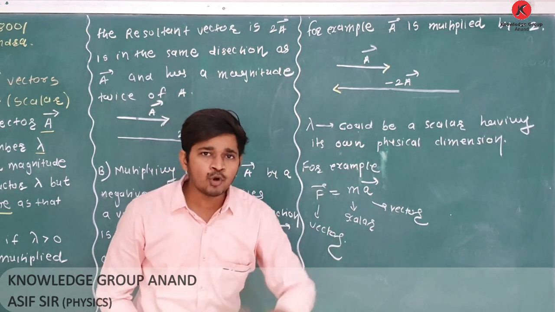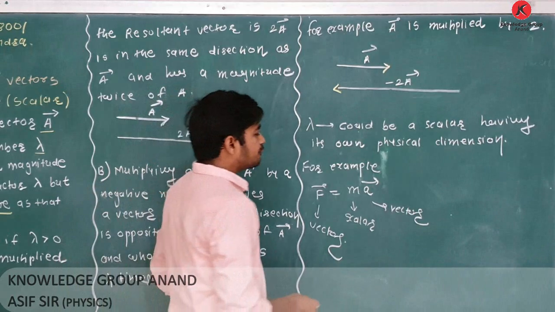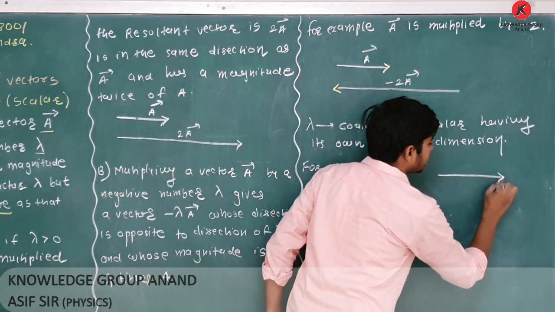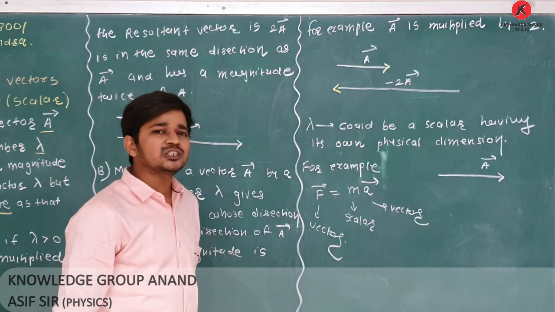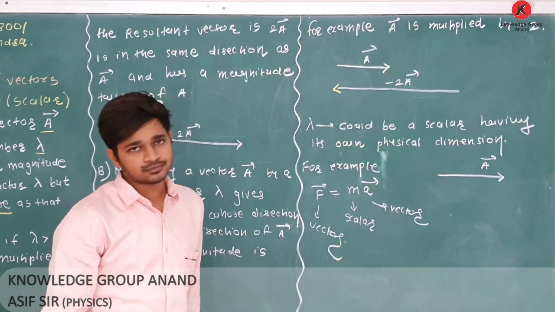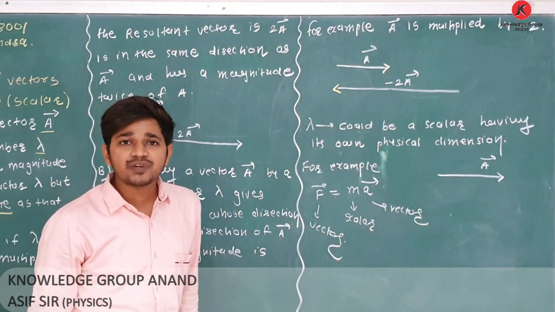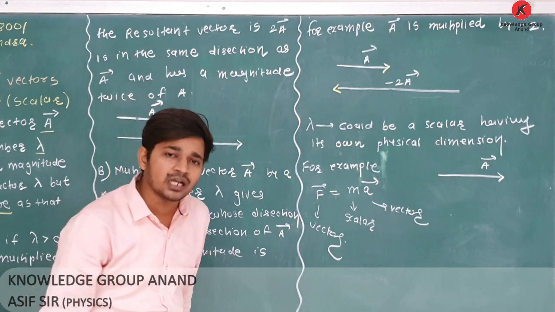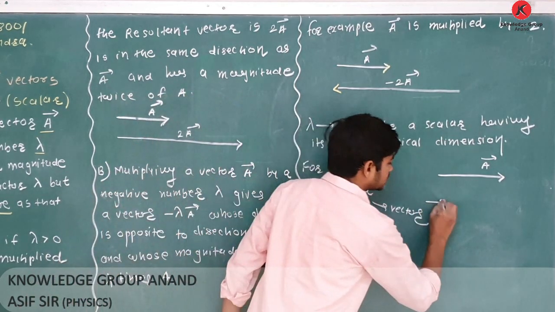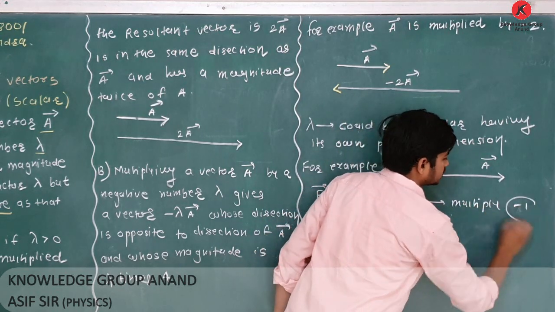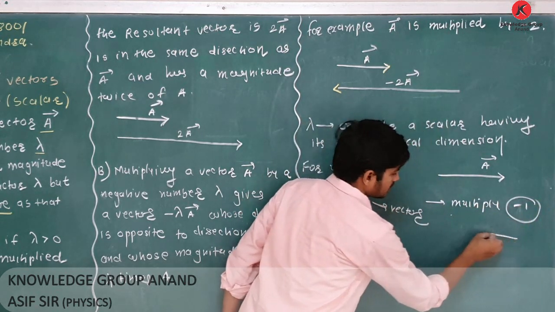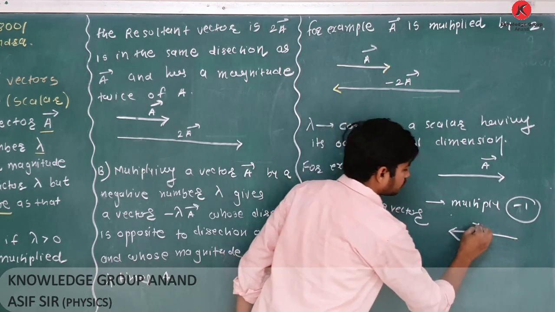Clear? One more thing. If you have this vector A, and you multiply this vector by -1, then what happens if you multiply it by -1? Then yes, its direction becomes opposite.